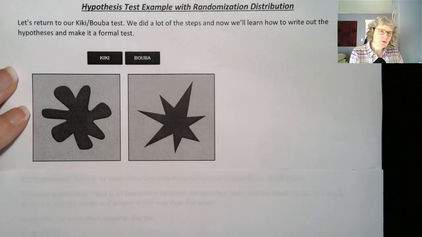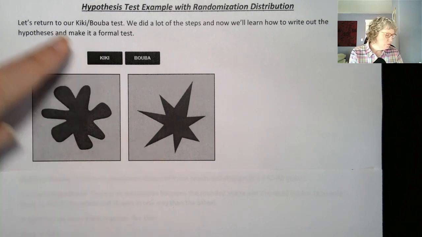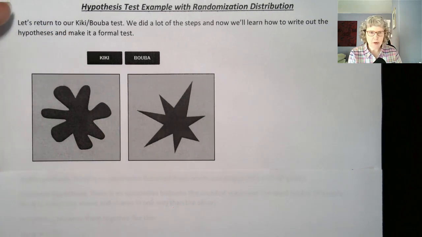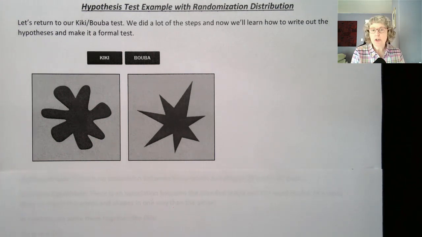So remember, we had two shapes, a rounded shape and a more pointy, jagged shape, and two made-up words, Kiki and Booba. And you took a survey of which word did you associate with which shape, okay?